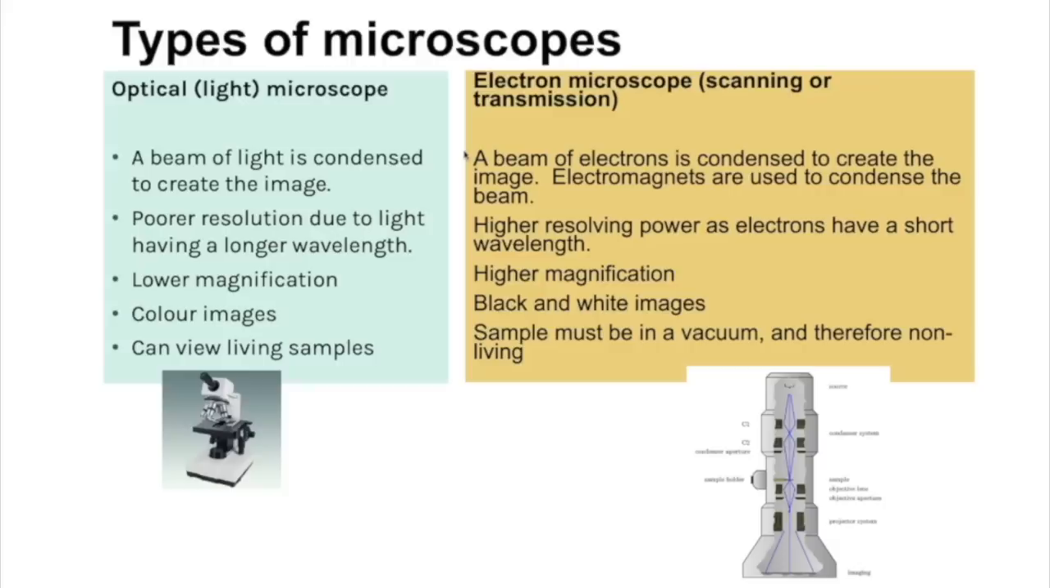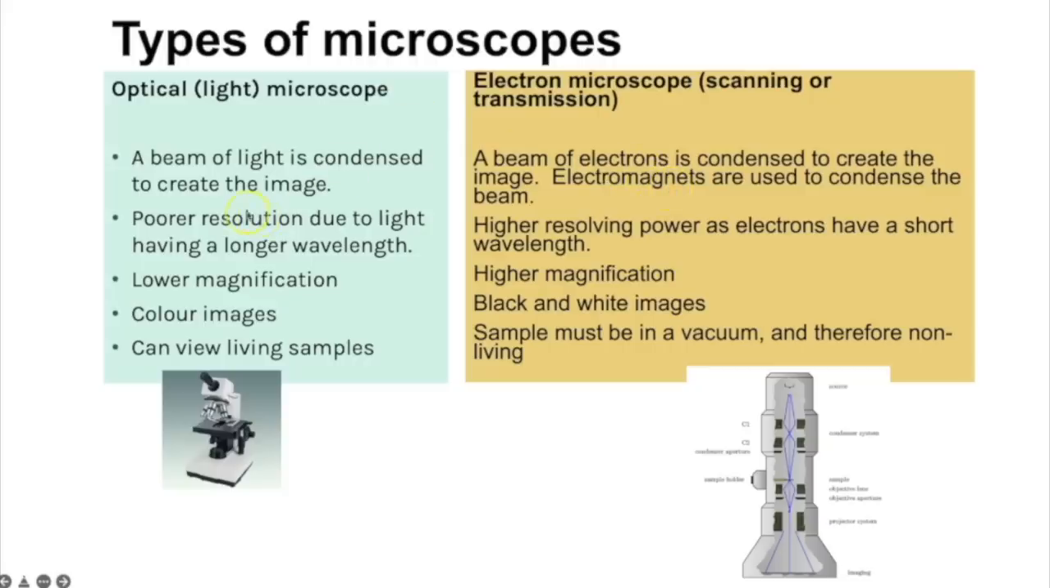So let's compare the two general types of microscopes in more detail. The optical microscope, we've already said it's the light, but it is a beam of light. It's a beam of light that is condensed to create the image. In contrast, an electron microscope, it's a beam of electrons which is condensed to create the image. And what is used to condense the light and the electrons is also different. The beam of light is condensed using a lens, whereas the beam of electrons is condensed using electromagnets.